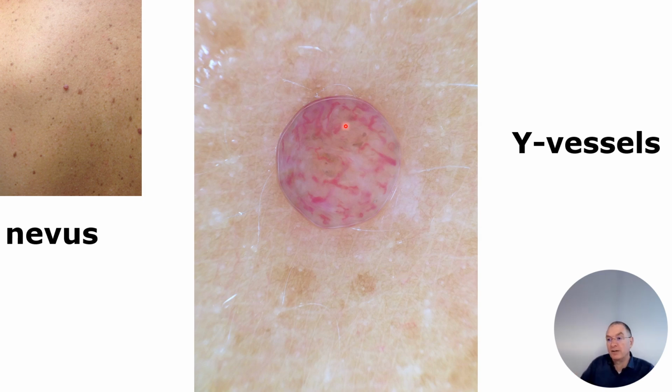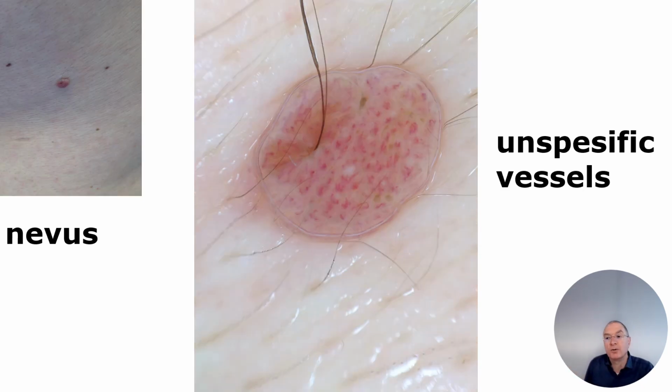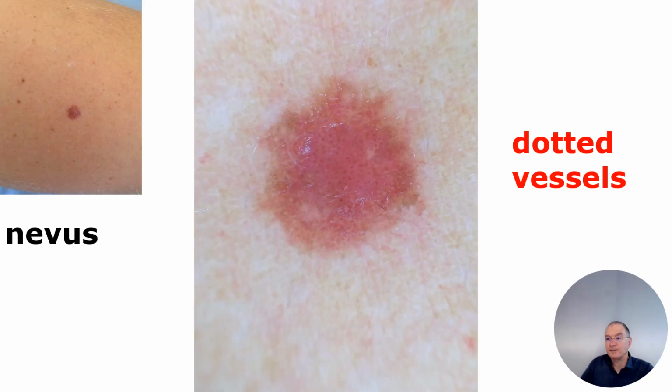Also very nice is the epsilon, a little bit here coming together, coming across a little bit, but this is normal. A little bit unspecific vessels for me, some epsilon vessels here. But this is also normal, typical for the dermal nevus. No need to do anything.